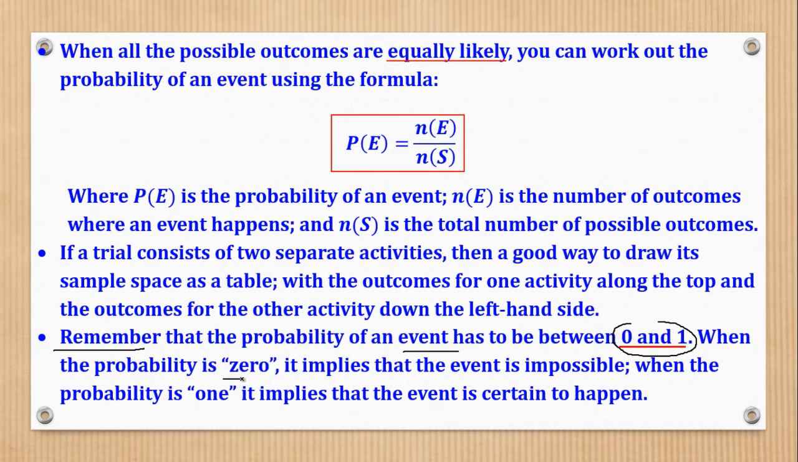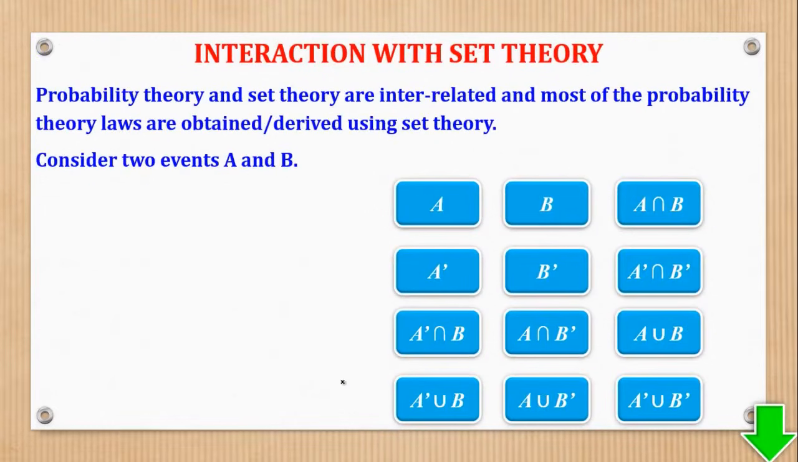When the probability is 0, it implies that the event is impossible. It can never happen. And when the probability is 1, it implies the event is certain to happen. There is no doubt that it will happen. So that has been a review from our O-level.